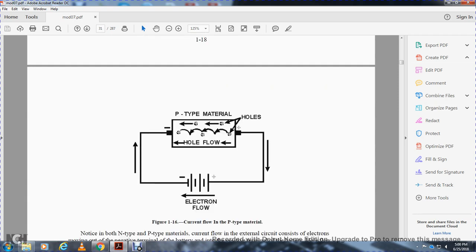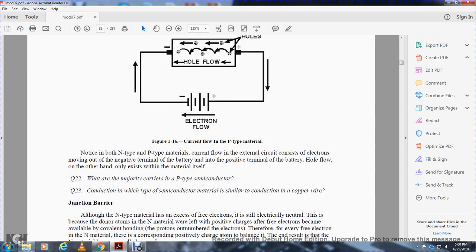Figure 116 shows the current flow in the P-type material, with hole flow going toward the negative terminal and electron flow through the battery. In both the N-type and P-type materials, current flow in the external circuit is the movement of electrons from the negative terminal of the battery to the positive terminal of the battery. Hole flow, on the other hand, will only exist in the material itself.